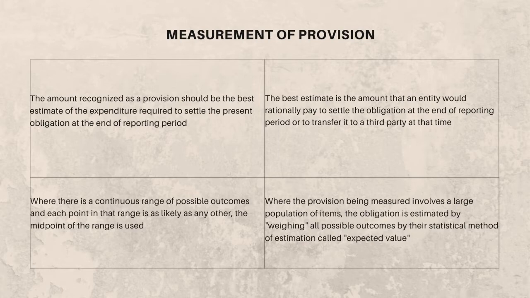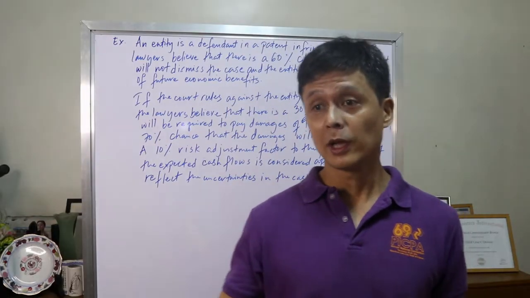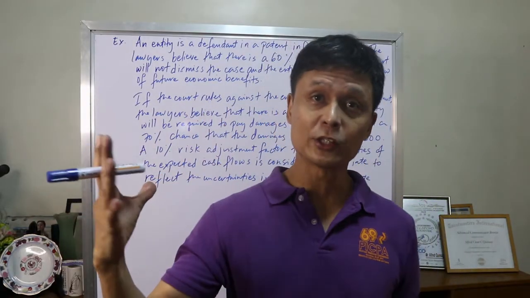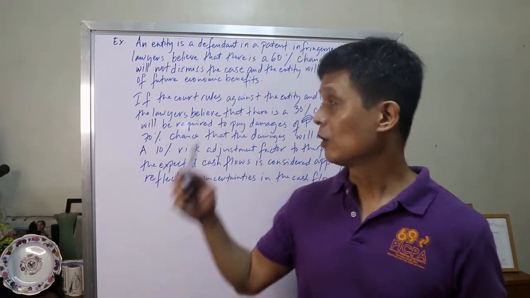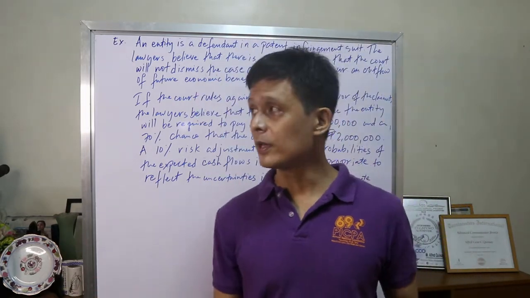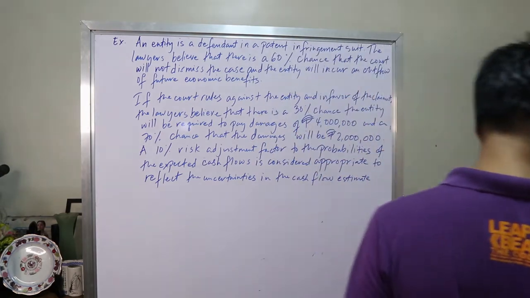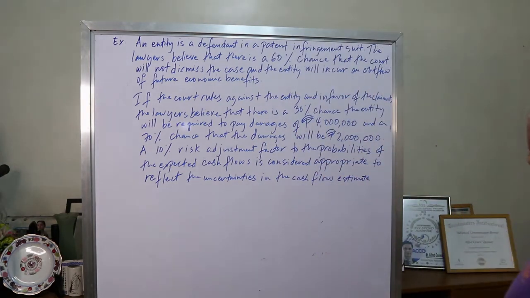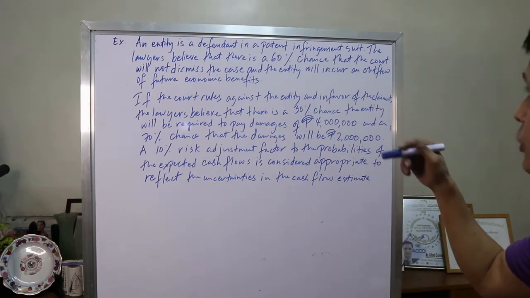The name for this statistical method of estimation is expected value. So nakuha natin ito dun sa ating mga math, no? And well, just to give you an illustration of that, yung mga range of outcomes, we'll solve a problem here about an entity. So an entity is a defendant in a patent infringement suit.